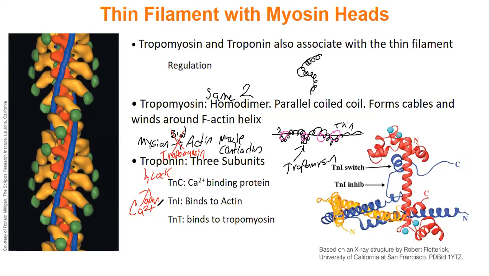So every time you are moving your muscles, this process is going on. And when you don't want to move your muscles, like most of the time, you have your tropomyosin and your troponin bound to actin to prevent any muscle movement.